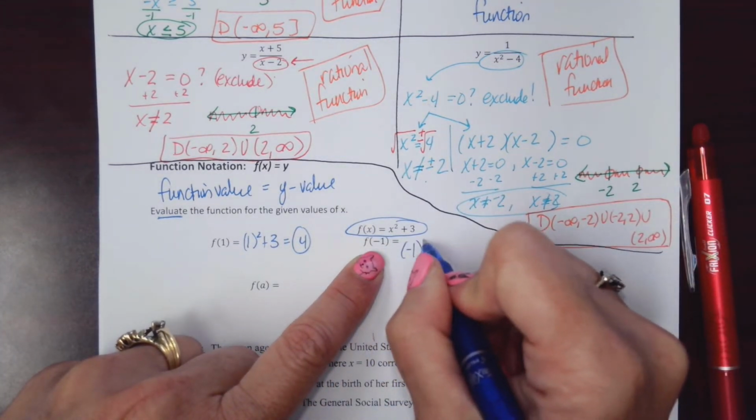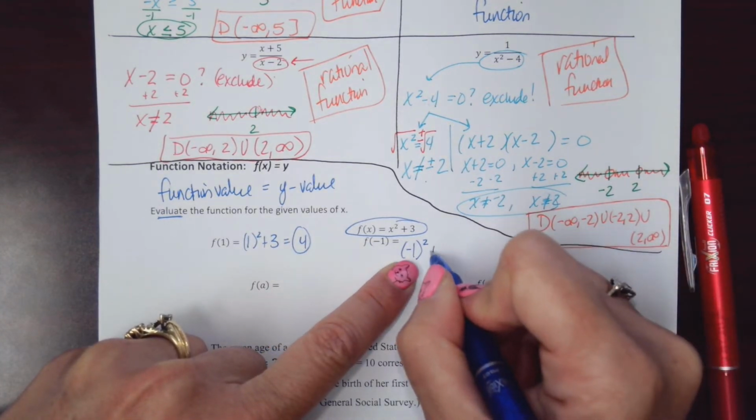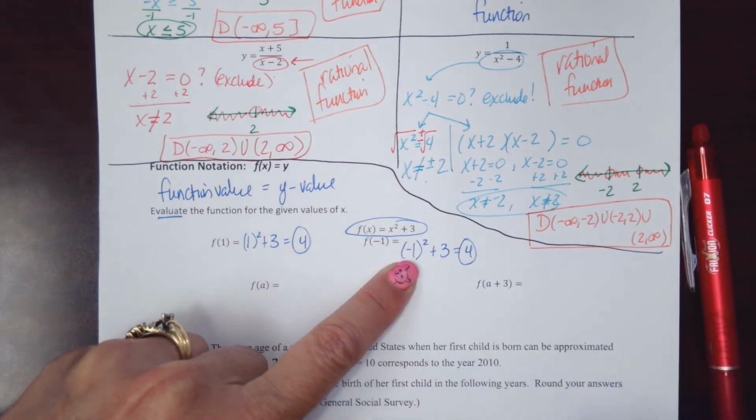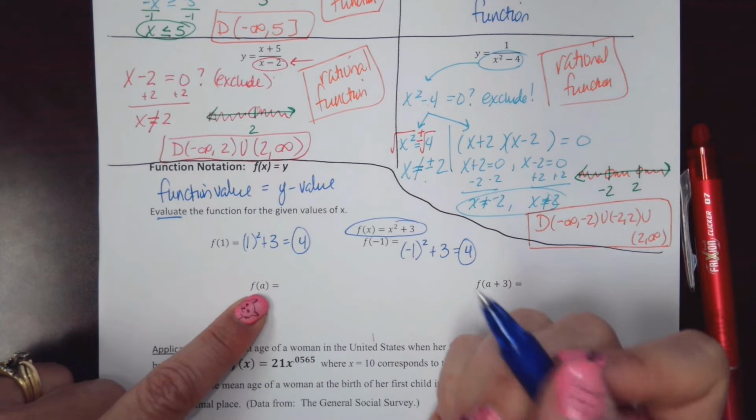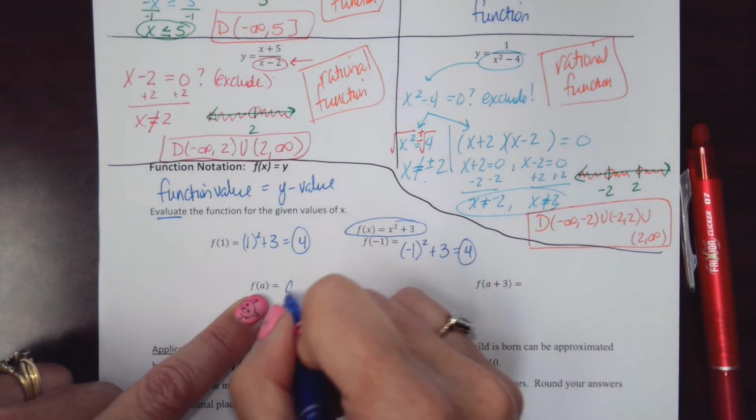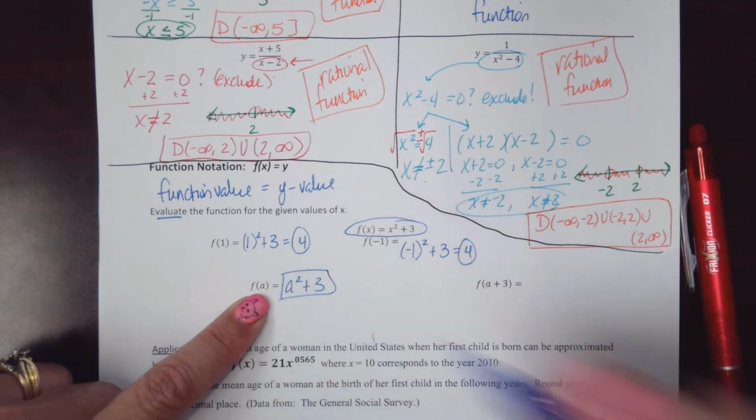What about if I replace it with a -1? Well, that is a -1 that is being squared. So a negative times a negative is still a positive. That still gives me 4. Here I'm replacing x with a. So instead of x squared, I have a squared plus 3, and there's nothing else to do there.